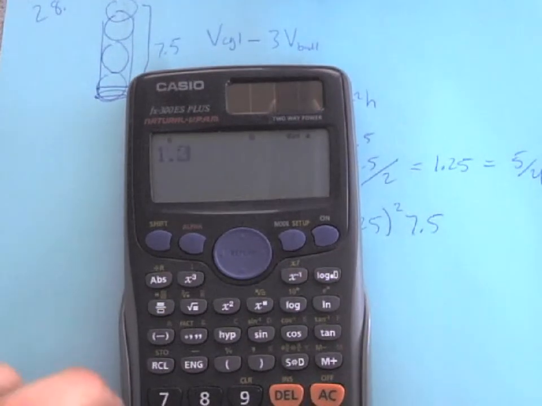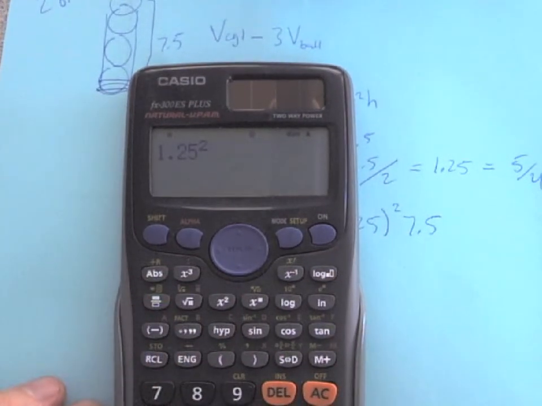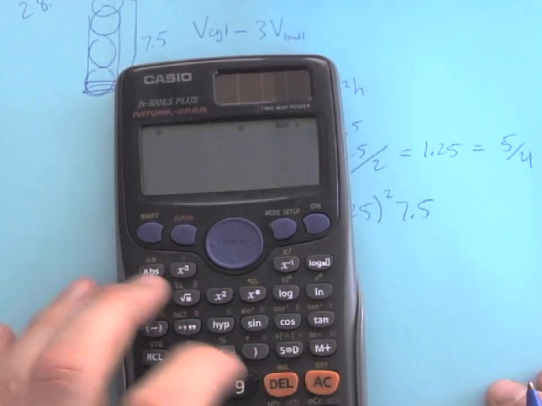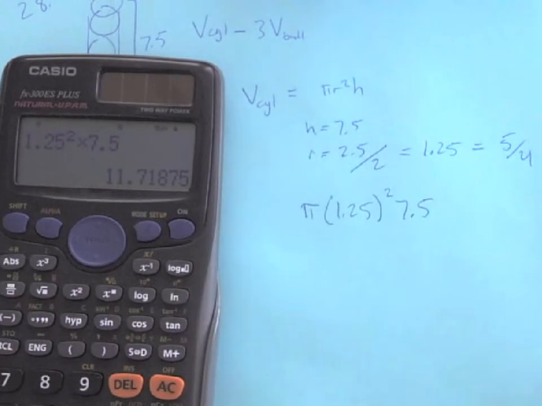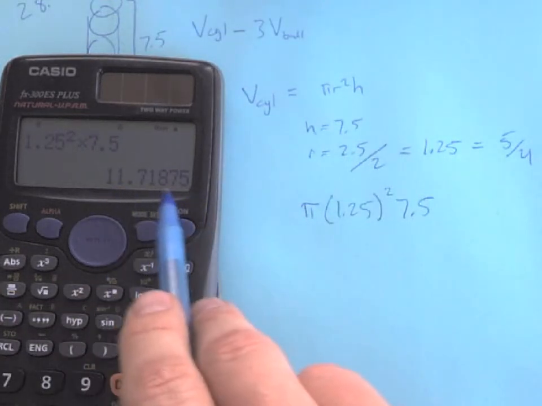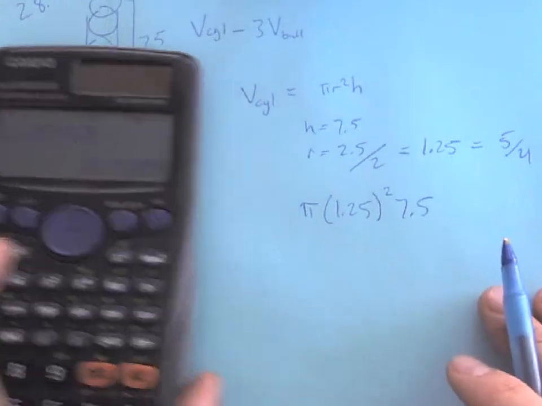Okay, so 1.25 squared, and multiply that by 7.5. And that's the fraction version. If you change it into a decimal, that's the decimal version. But notice that it stops, right? It doesn't continue on. So this is actually a rational number because it terminates.